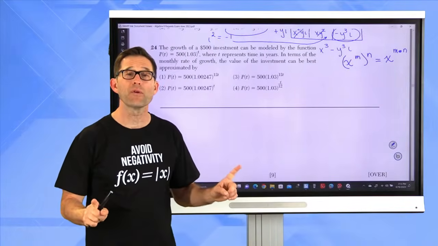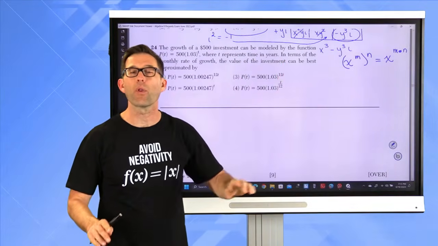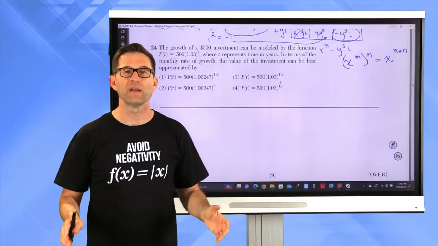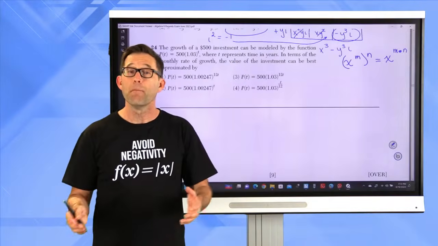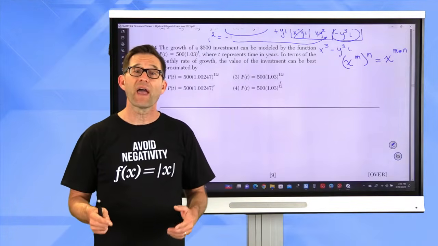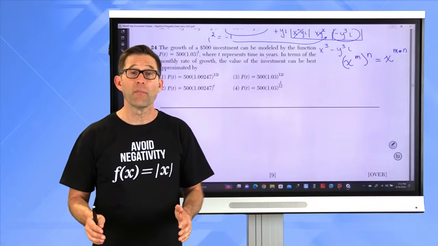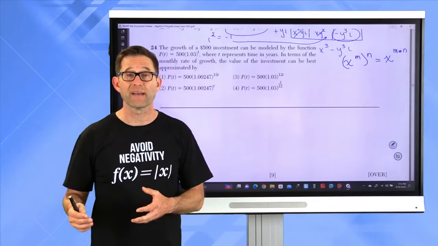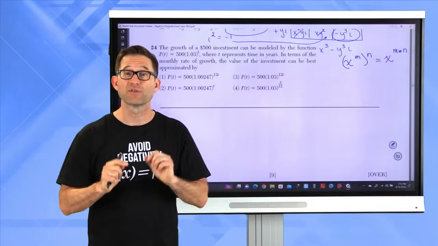Now, one thing I don't want you to forget is that t represents the time in years, and it will always represent the time in years. They can't decide to change what t represents. t can't suddenly become the time in months. But keep in mind that if I had the monthly rate, which I don't know yet, I would want to raise it to the number of months that had passed. And the number of months will be the number of years times 12.